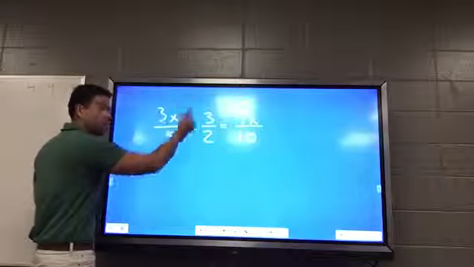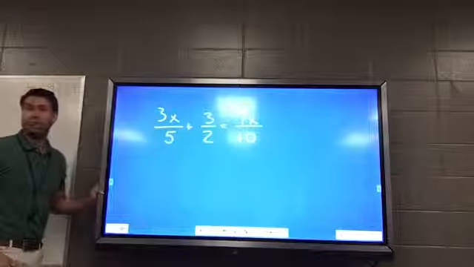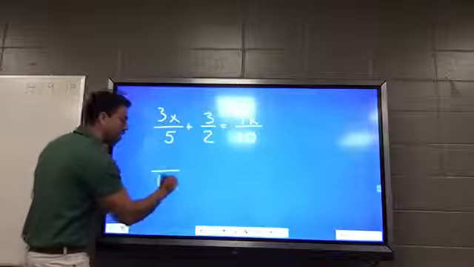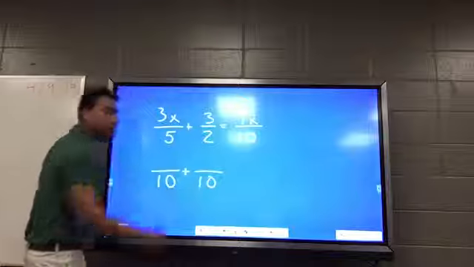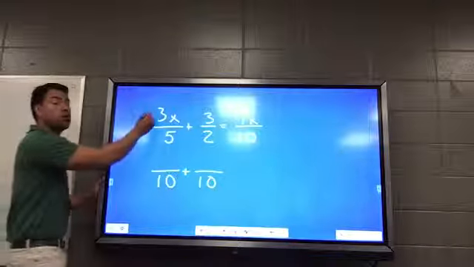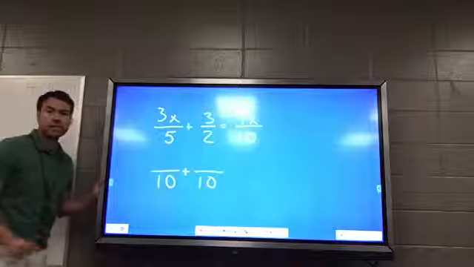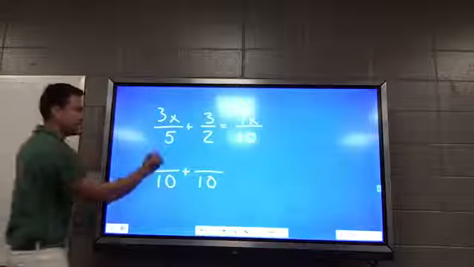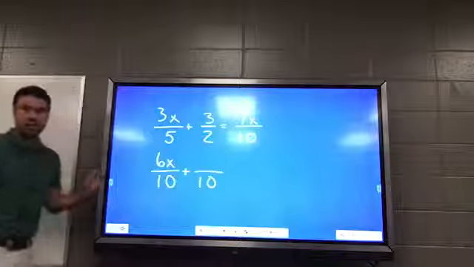But can I combine these 2 together? No, you have to get common denominators, which is what? The common denominator is 10. Good. I want to change both of them to have that common denominator. So what do I multiply that first fraction by? 2 over 2. So what do you get when you multiply 2 over 2? 6x over 10. Very nice.